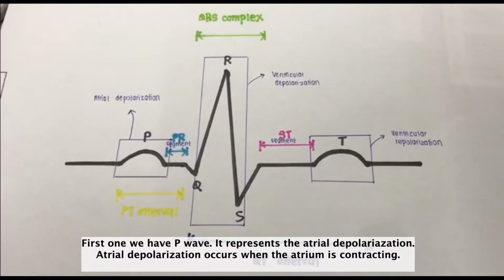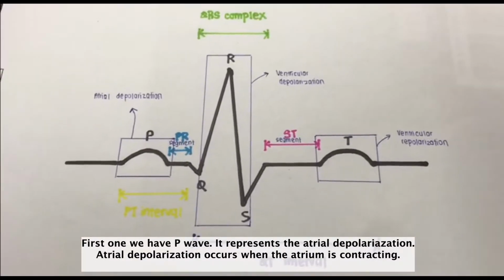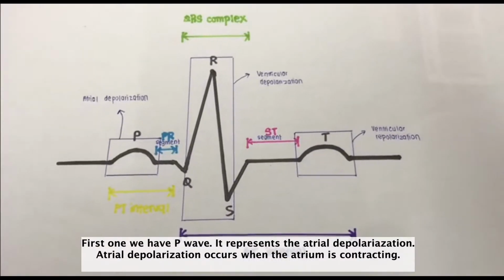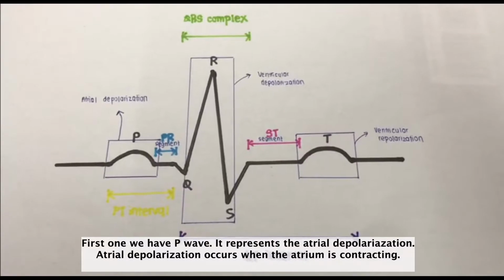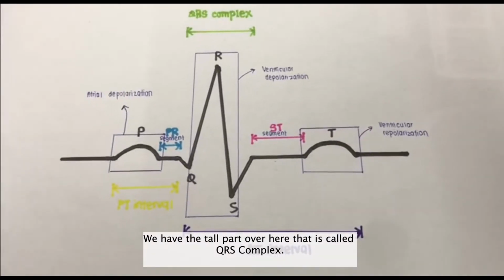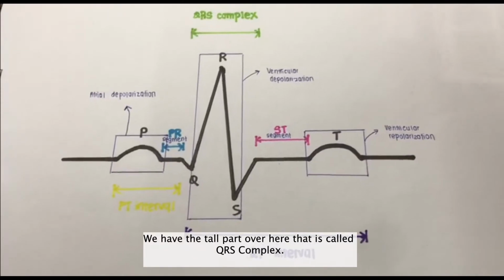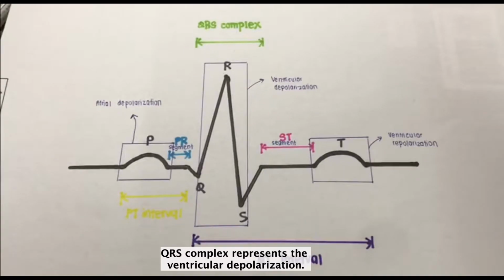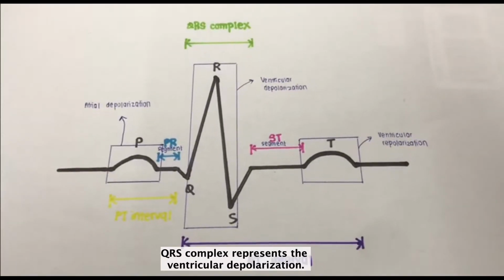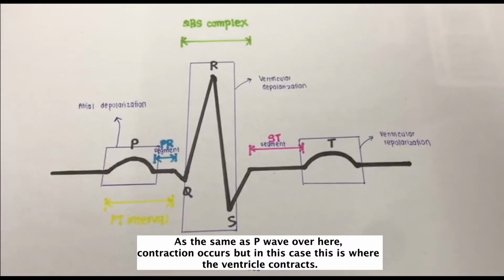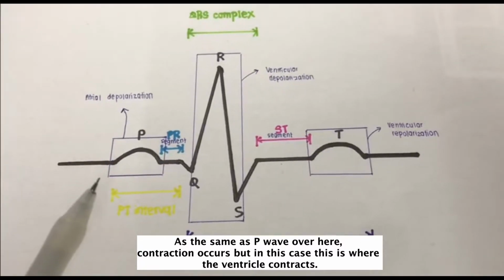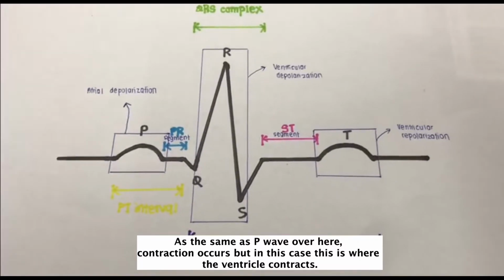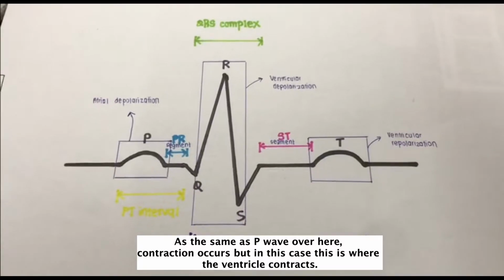First one, we have this P wave over here. It represents the atrial depolarization. Atrial depolarization occurs when the atrium is contracting. And the next one, we have this tall part over here. It is called the QRS complex. QRS complex represents the ventricular depolarization, and the same as the P wave, it is when contraction occurs, but in this case it is the ventricle that is contracting.